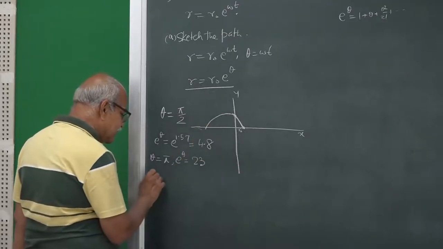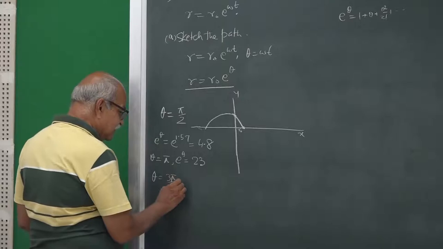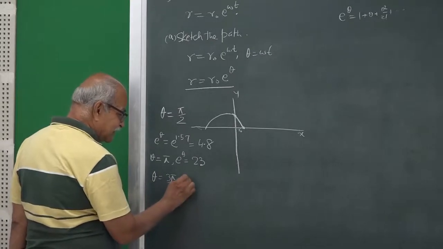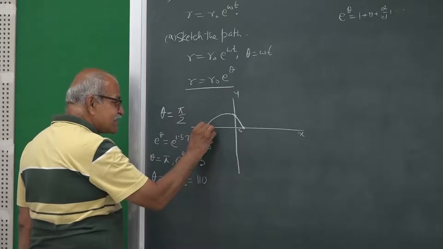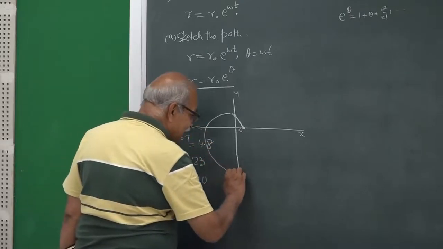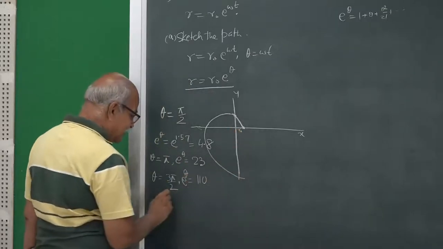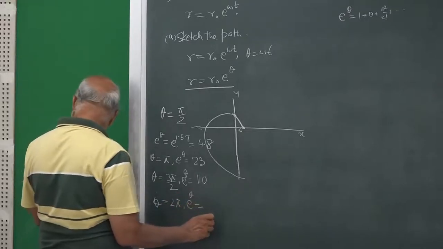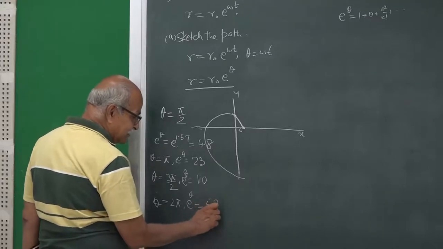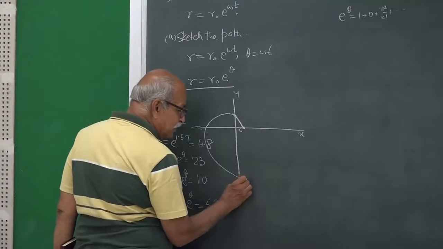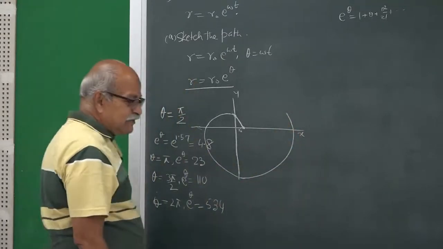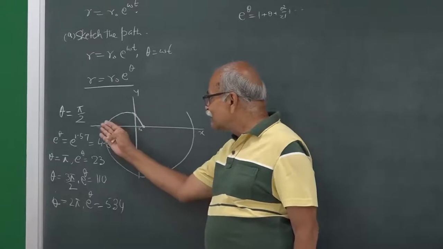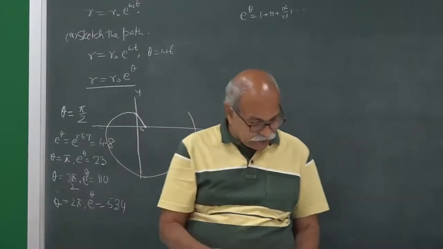And then when theta is 3 pi by 2, e power theta is 110. So it ever increases, and this is 110 times this r naught. When theta is 2 pi, e to the power theta will be very high, it is 534, the square of this. So it will go like this, and so on. So this kind of spiral will be there. You can draw a much better one, and look at the angles, which we will be doing in the other sections anyway. So this is part A.